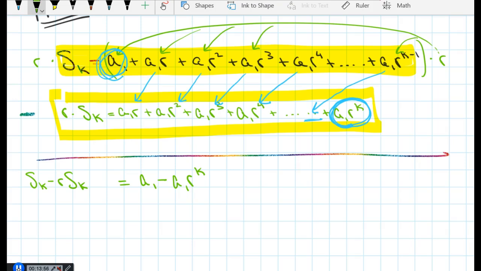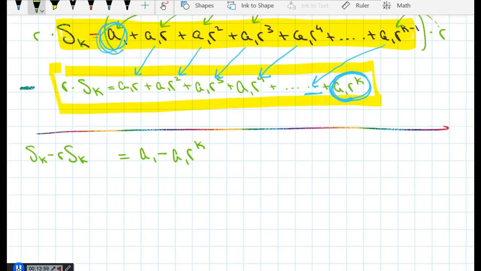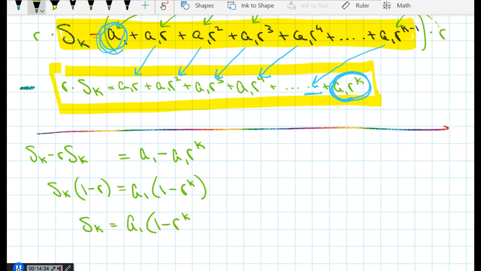All right? Now I'm going to do some factoring. Left-hand side, I'm going to factor out S sub k, which is undistributing. And if I factor out S sub k, what am I left with? Yes, 1 minus r. Equals, factor out a sub 1. Am I left with 1 minus r to the k, right? That was kind of undistributing or factoring. Now I'm going to divide both sides by 1 minus r. S sub k equals, oh here it is, a sub 1, the first term, all times 1 minus r to the k, all divided by 1 minus r.